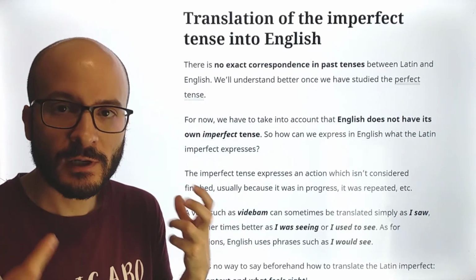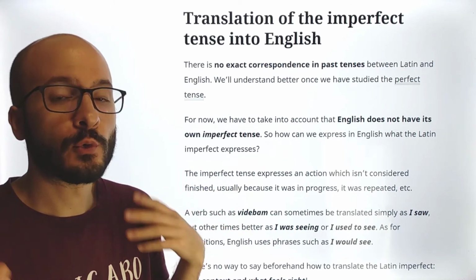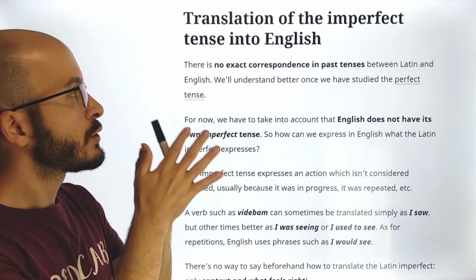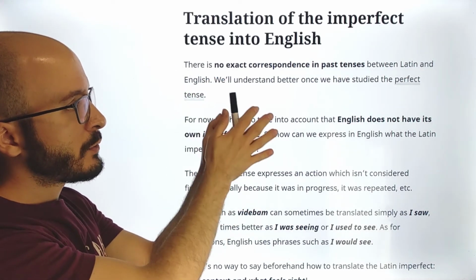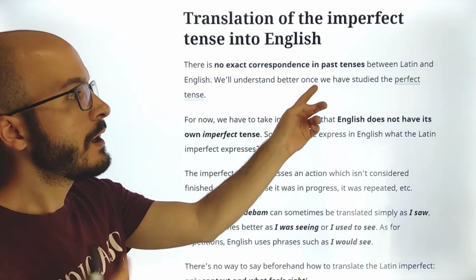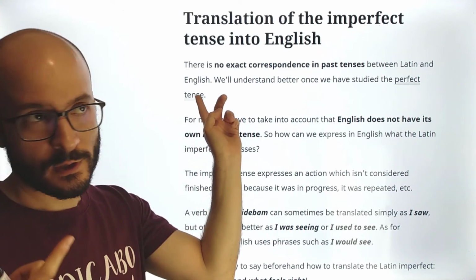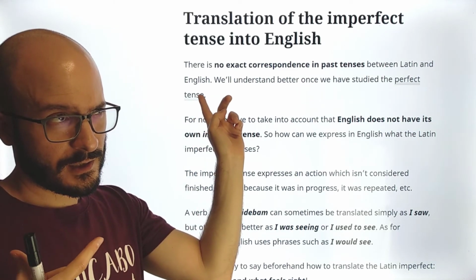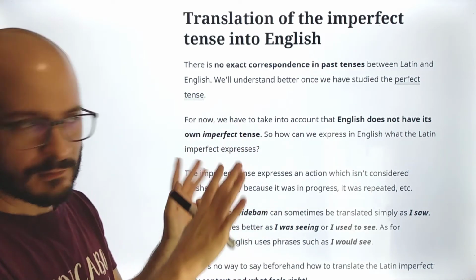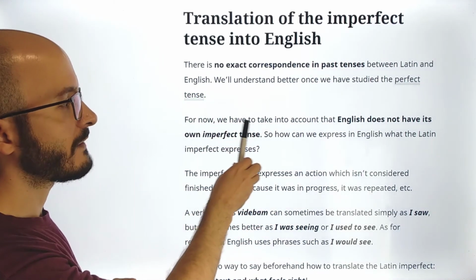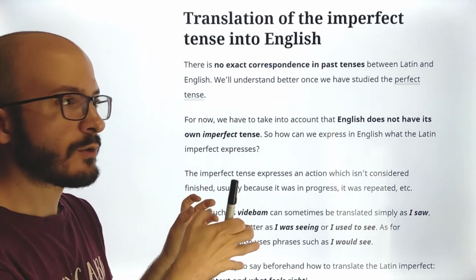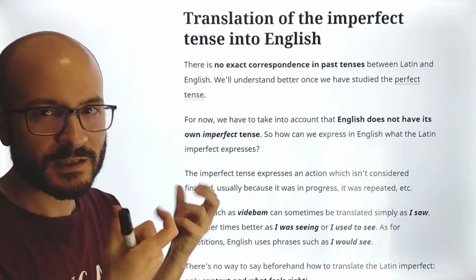That's how the verb looks, how to conjugate the verb, how to recognize the forms, etc. Now, translation of the imperfect tense into English. There is no exact correspondence in past tenses between Latin and English. We will understand better once we have studied the perfect tense, which will be not in the next module. I think it's the 5th module. I'm not super sure, but not yet, just not yet, okay? For now, we have to take into account that English does not have its own imperfect tense. So there is no real imperfect tense in English.